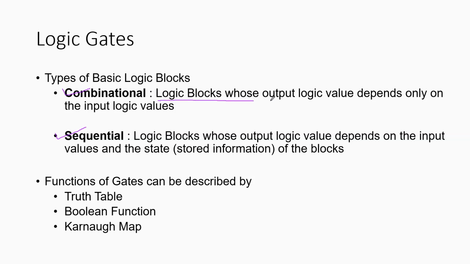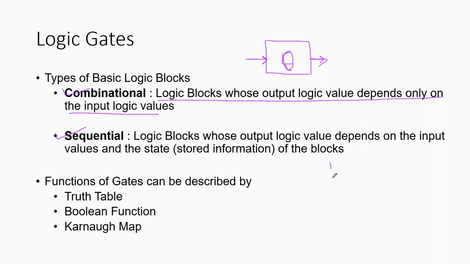Logic blocks whose output logic value depends on the input logic value. So combinational logic is like a logic box, where you give input and you directly get output. You don't have to do anything. It is a simple thing: you provide input and you get the output with respect to the logic defined in the logic box.